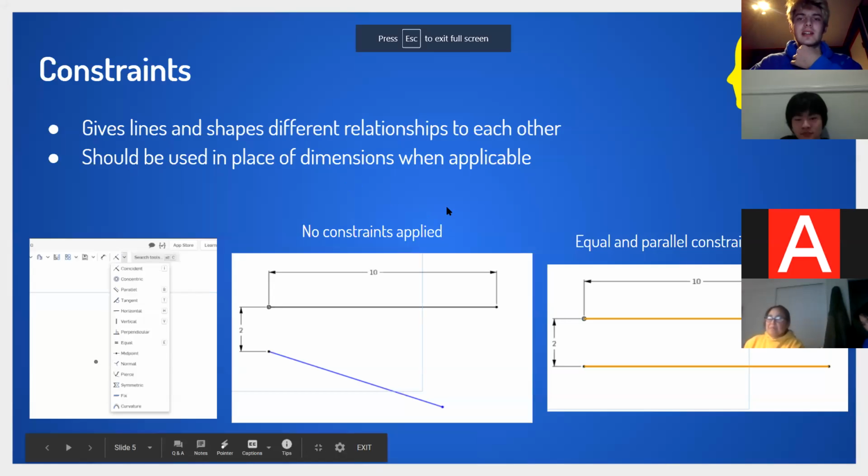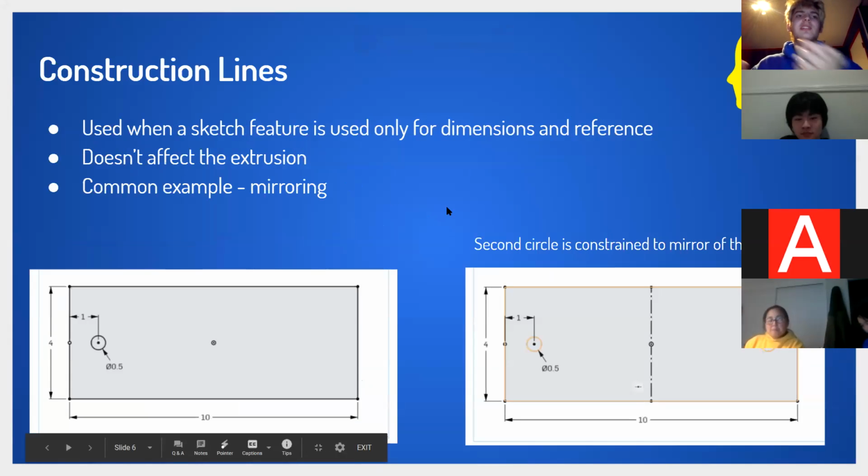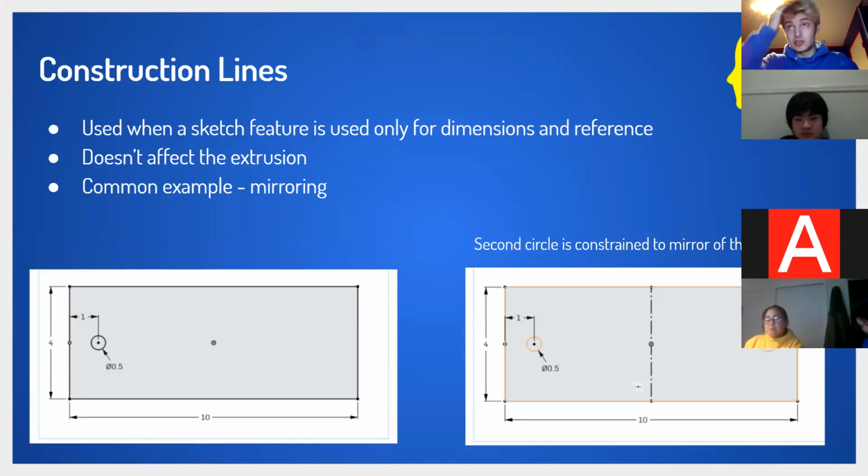Okay, the next slide is construction lines. All the lines you've been putting previously for all your shapes and lines, that's going to be something that actually affects the extrusion. So when you extrude something, that turns it from 2D into 3D. These construction lines don't affect that at all. These are just used for dimensions and reference, and you can use it as a mirroring.